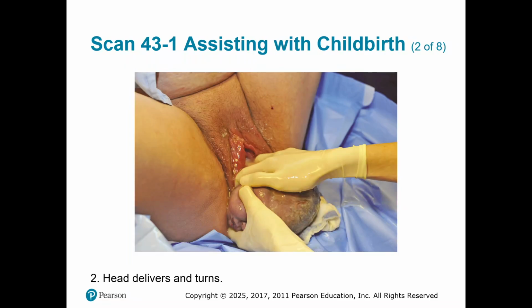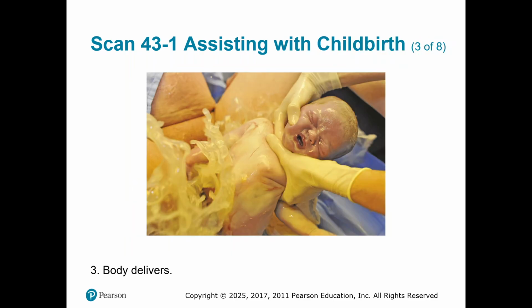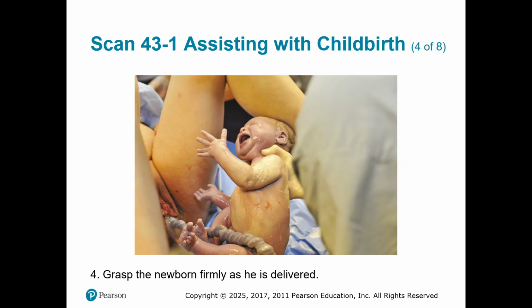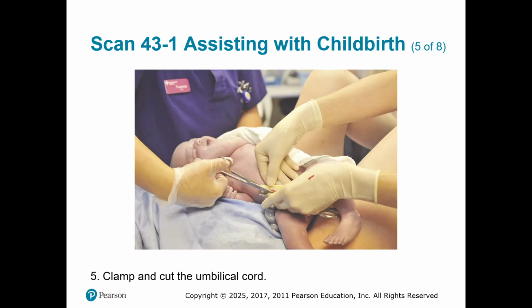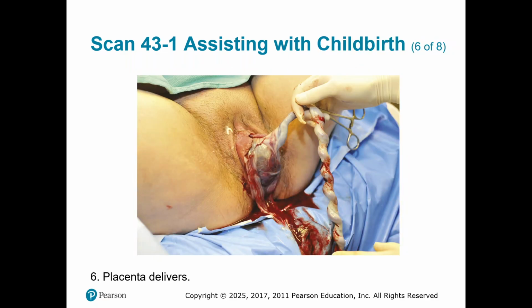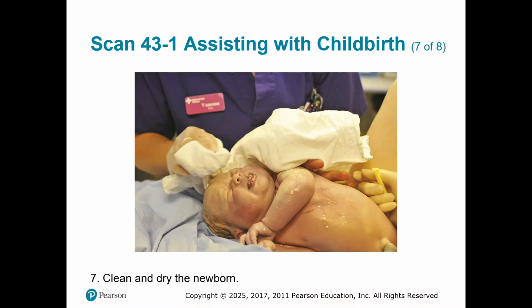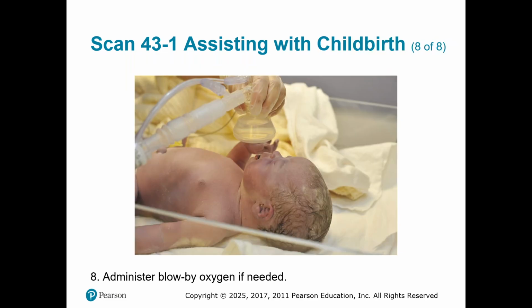That's a diagram of crowning. Head delivers. Body delivers. Grasp the newborn firmly. You can clamp and cut the umbilical cord. And then the delivery of the placenta. Clean, dry, and stimulate the newborn. Administer blow-by oxygen if needed.